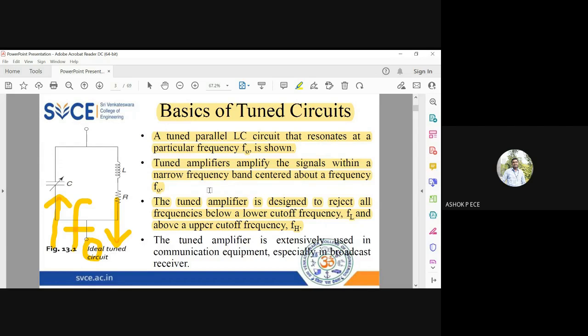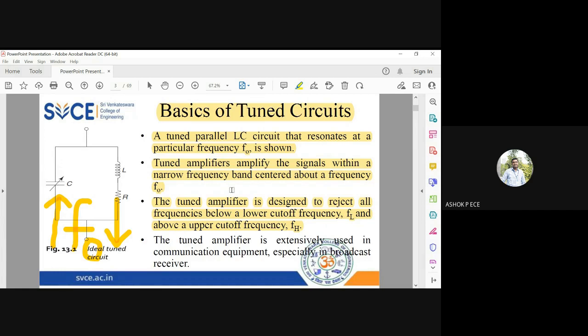You can see that I will show you the response in the next slide. Here the first difference is the bandwidth is very wide in common emitter amplifier, whereas the bandwidth is very narrow in your tuned circuit. You know the relation between Q, F naught and bandwidth. Quality factor equal to F naught by bandwidth. So if the bandwidth is large, then the quality factor will be less. That is for your common emitter amplifier.